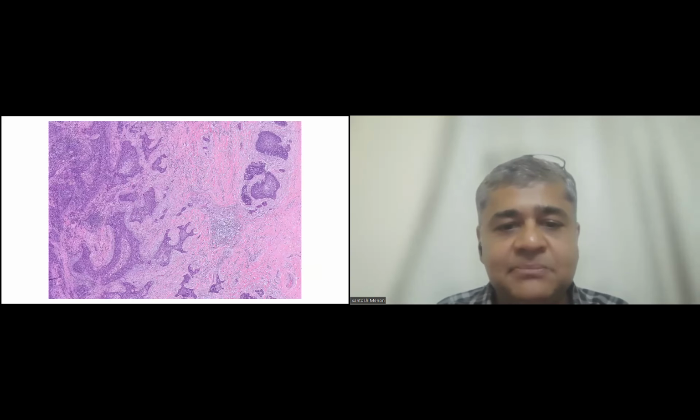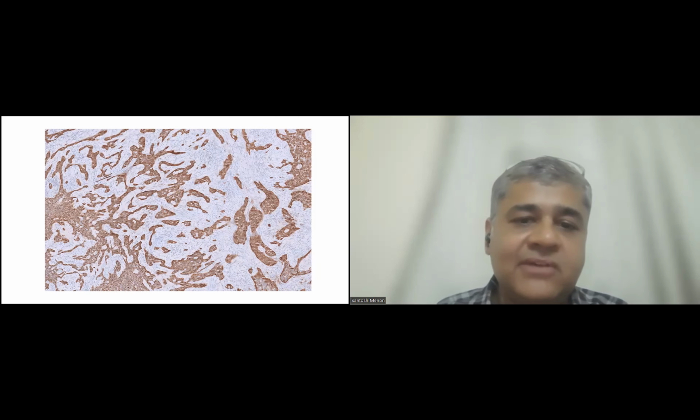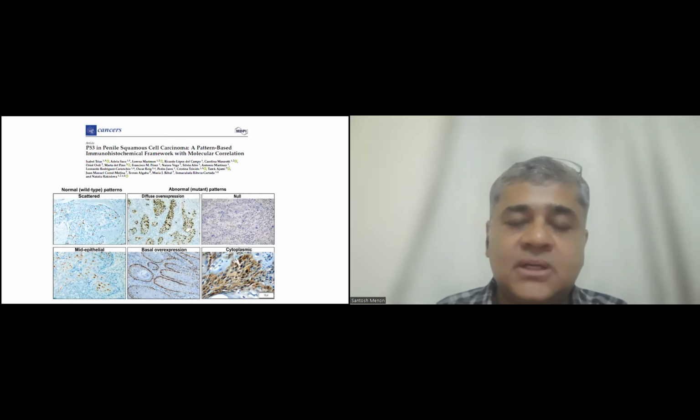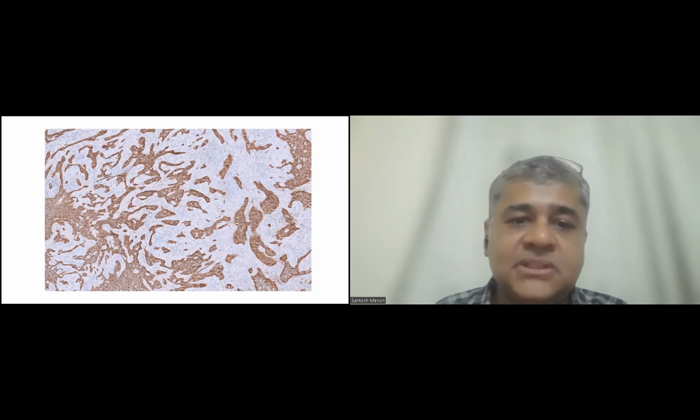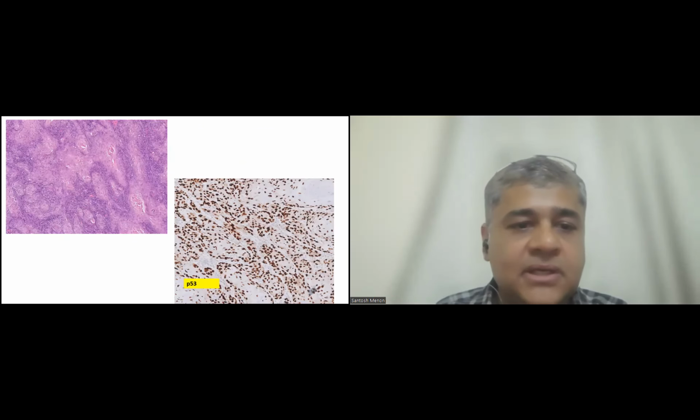So I'll quickly skip this and go to this. This is P16 employed in this tumor, which was looking very much like an HPV-associated usual type of cancer, but turned out to be basaloid. P53 has already been shown by Dr. Sriraman. I will not show this.